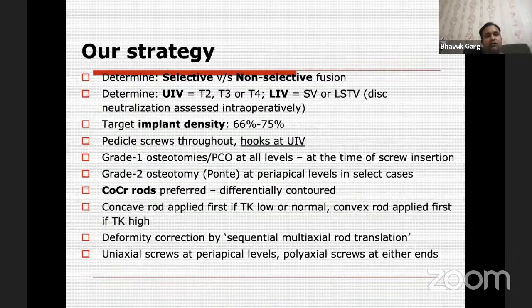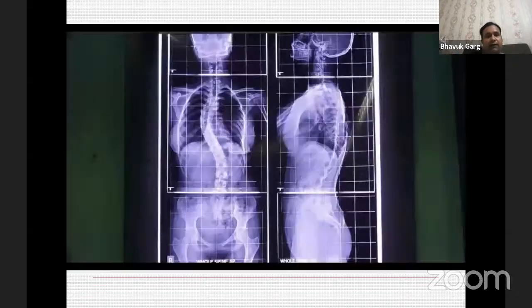So our strategy is to determine whether we are going for selective versus non-selective fusion. Then we determine our UIV. We also determine our LIV. We target the implant density of around 65 to 75%. I use pedicle screws throughout. On my concave side, topmost, I use a pedicular hook. On the convex side, at the topmost, I always use a transverse process hook. I do grade 1 osteotomies at all levels and grade 2 osteotomies at the periapical levels. Cobalt chrome rod. The concave rod is applied first if thoracic kyphosis is low or normal. If thoracic kyphosis is high, I always go for the convex rod first. I have already told you my screw preference.